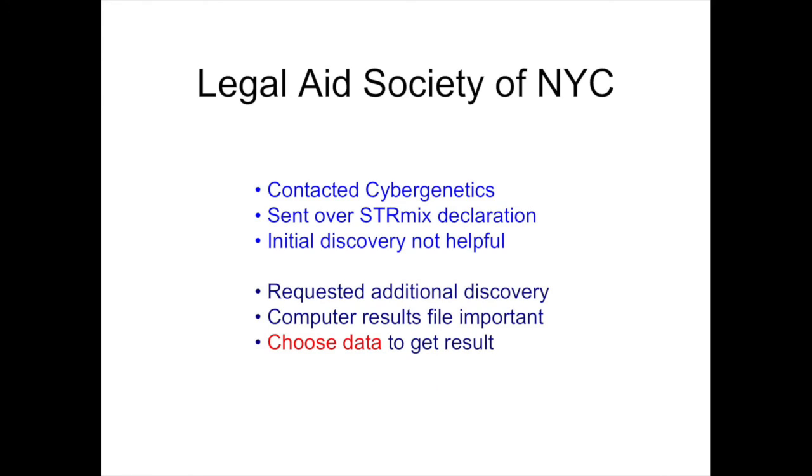Having worked with the police and the prosecutors, Cybergenetics continued its pro bono efforts, now being contacted by the defenders. And the Legal Aid Society of New York contacted Cybergenetics. They sent over the STRmix declaration, which was the report, along with the initial discovery. That had a lot of stuff in it, but none of it was terribly helpful. We worked with them to do a more extensive discovery in which we got more useful information, including the computer results file that described exactly what the computer had done. And that was quite important. That was the key to seeing how they chose data to get the results that they got.